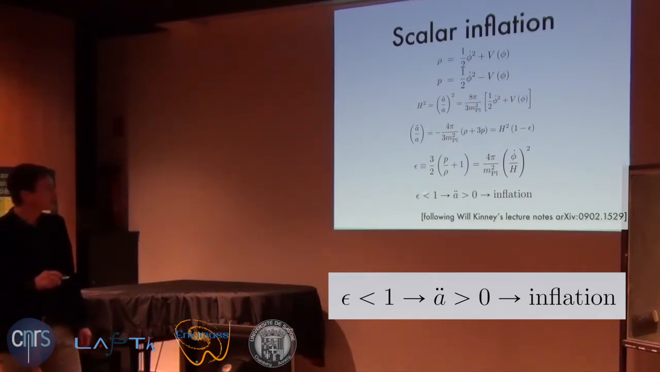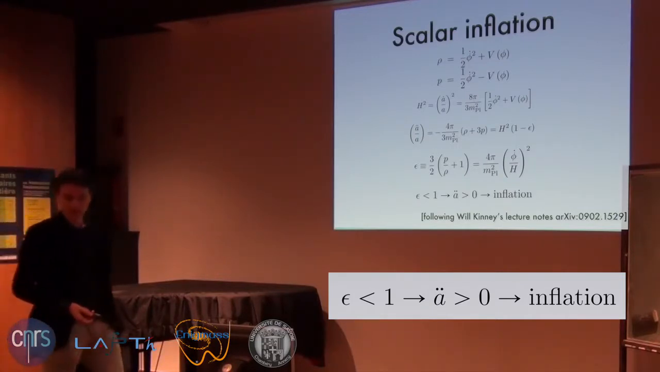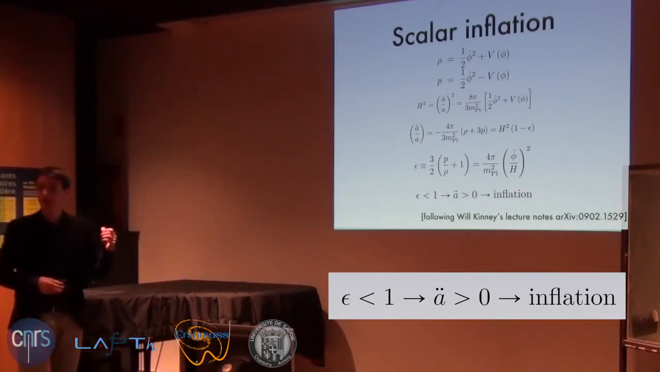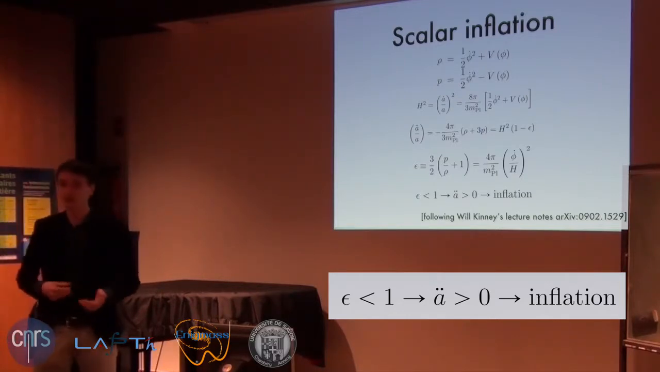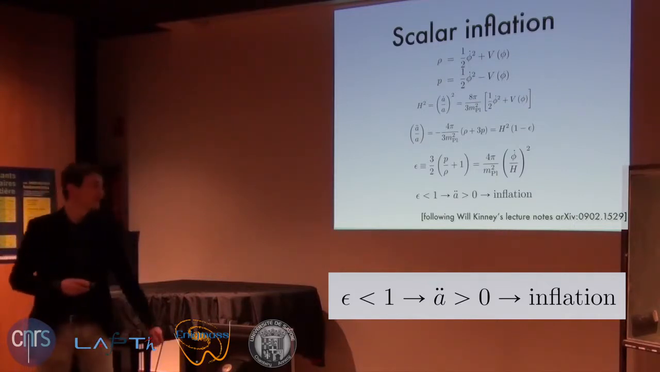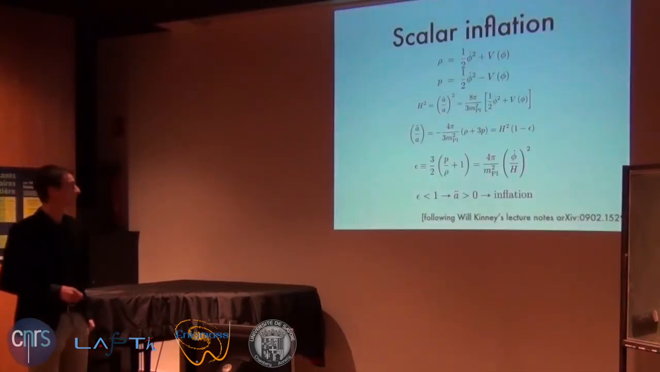So, if epsilon is less than 1, we have accelerated expansion, because then P over rho is less than minus 1/3, between minus 1/3 and minus 1. You can perhaps write down a theory for which P over rho is even less than minus 1, but these models usually suffer many types of sicknesses. So you have ghost modes, etc., and everything diverges. So P over rho should normally be between minus 1 and minus 1/3 to get accelerated expansion.